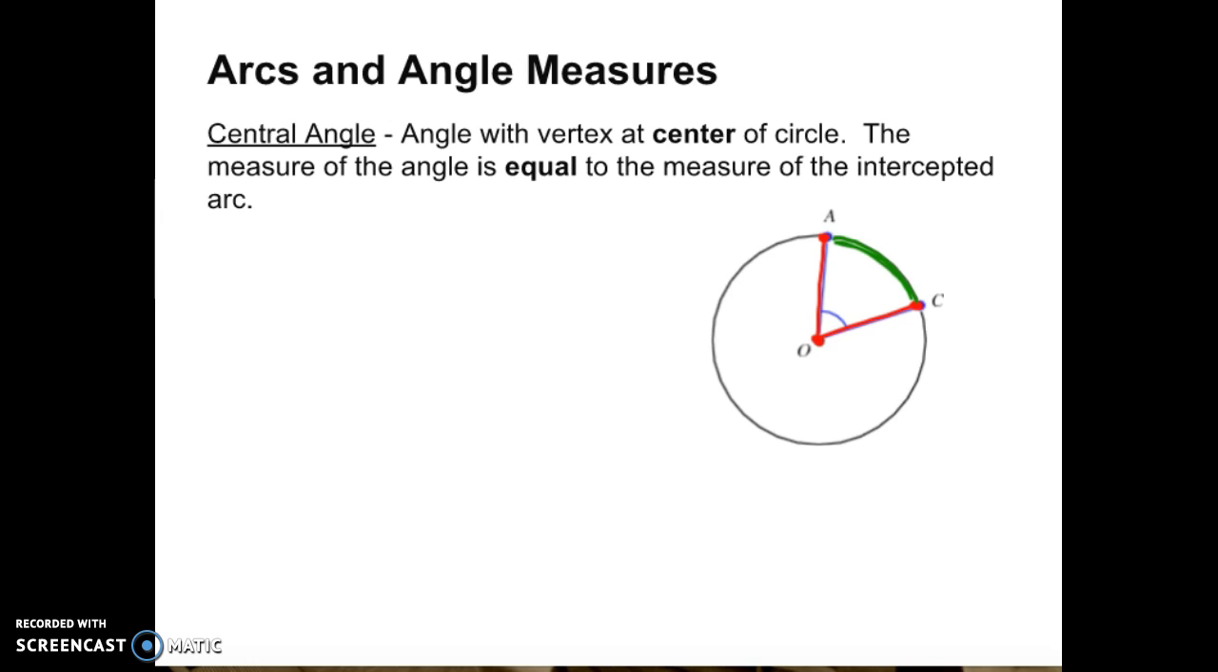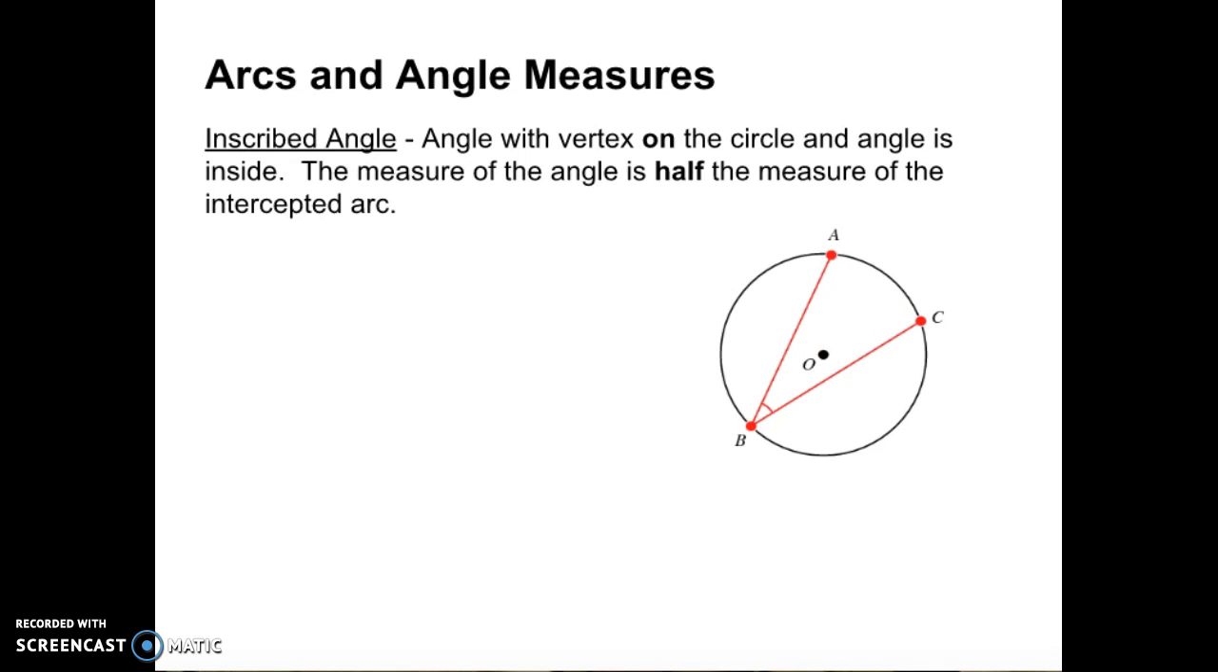So pretty easy. When you've got an angle right in the middle, right in the center, it's equal to the measure of the arc. So if this arc right here, for instance, was 40, that means this angle right here would be 40 degrees. Okay, they're the same measure. That only happens when it's in the center, though, when the angle's in the center.